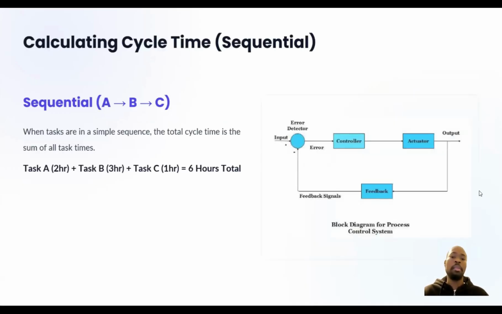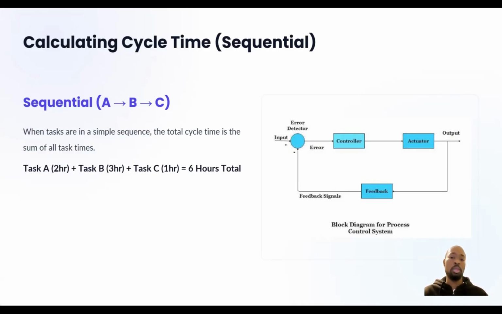So the chapter dives into how we can calculate cycle time. For example, let's say a process has three tasks done in sequence. Task A takes 2 hours, task B takes 3 hours, and task C takes an hour. The cycle time is just the sum of all three, and in this case, that's 6 hours in total. That's usually easy when tasks happen one after another in sequence.